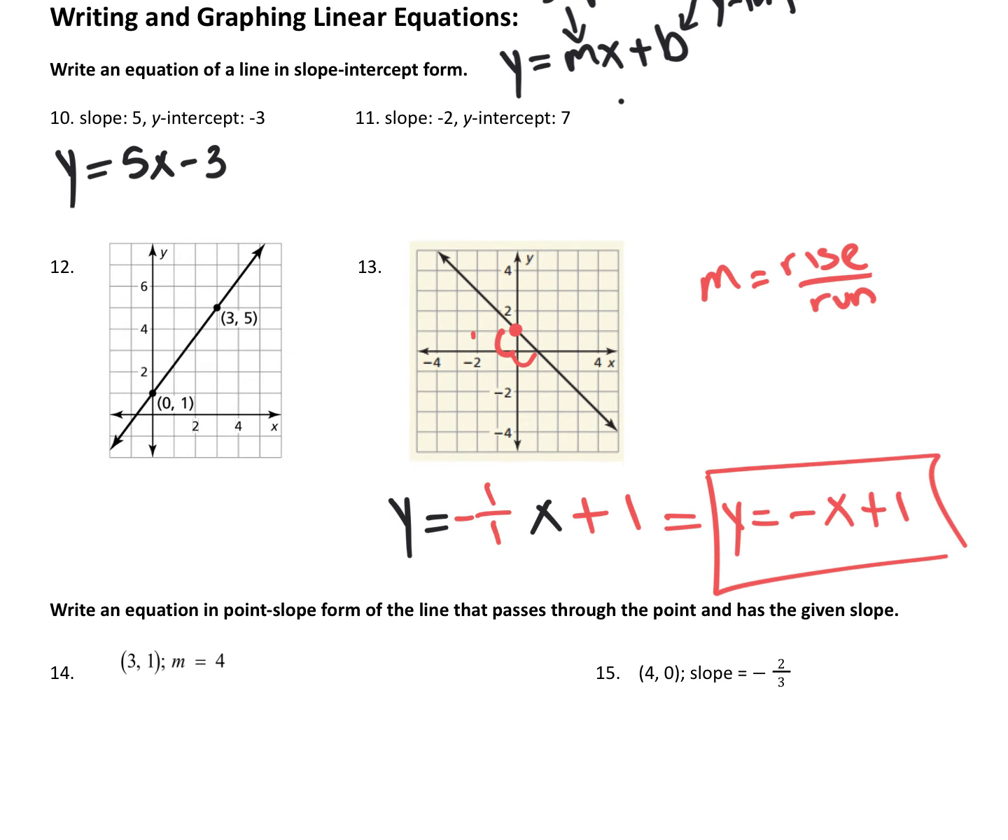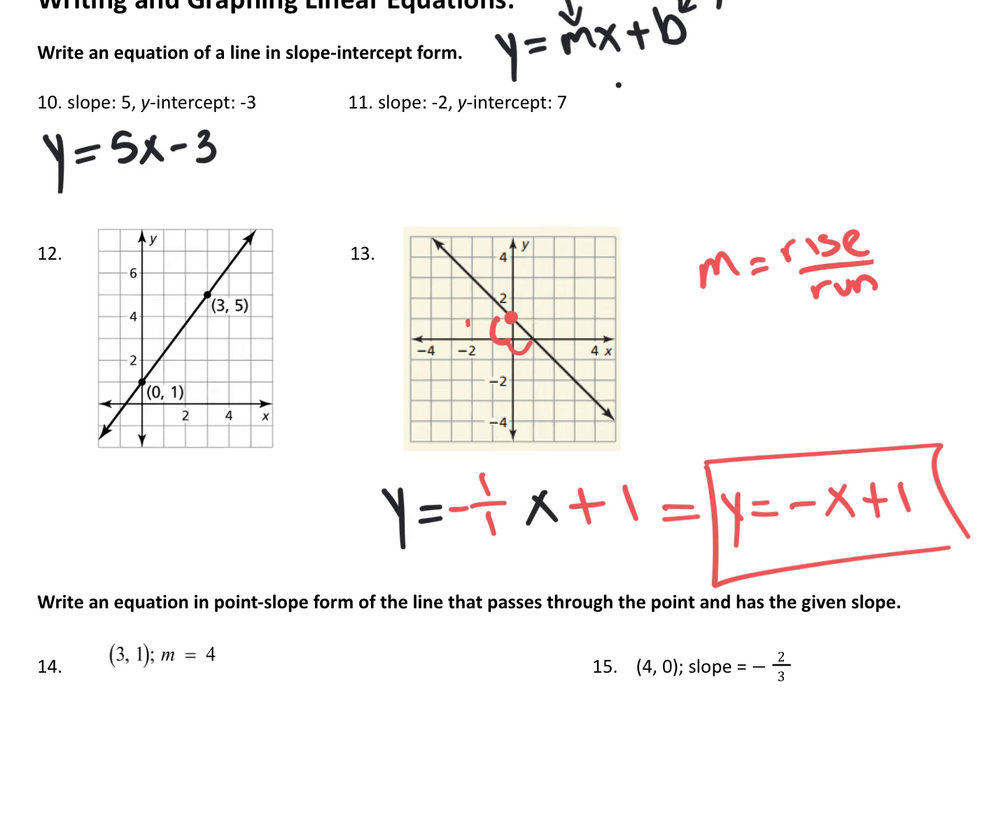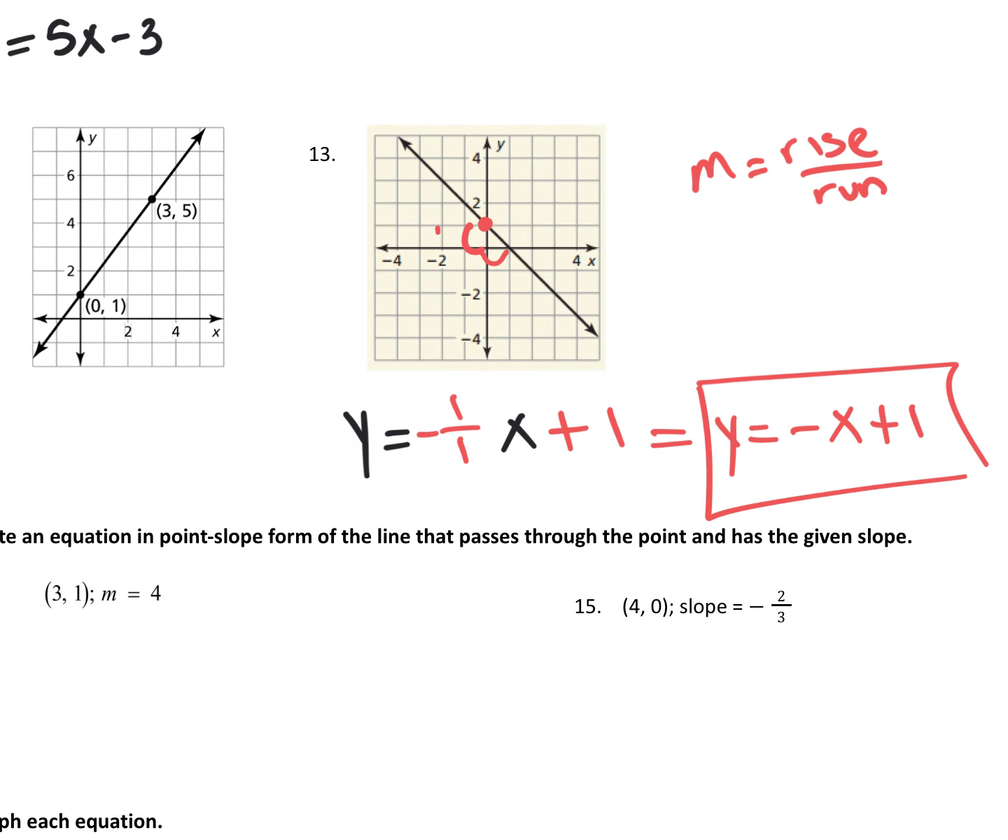For questions 14 and 15, they're very similar to 10 and 11. The difference is that now they want point slope form. Point slope form is y minus y1 equals m parentheses x minus x1. And again, if you color code them, y1, x1, and slope, all you have to do is plug them in where they go. So that one should not be an issue.